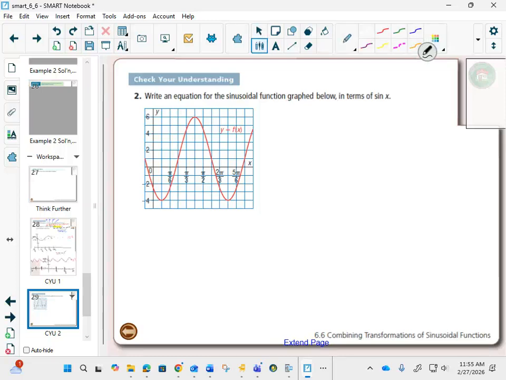On question 2, we have the graph. We need to write the equation. So we have to sort of undo the DABC. If you were graphing it, you would start with the D, and you would draw your center line. Can you tell from this graph where the center line is?